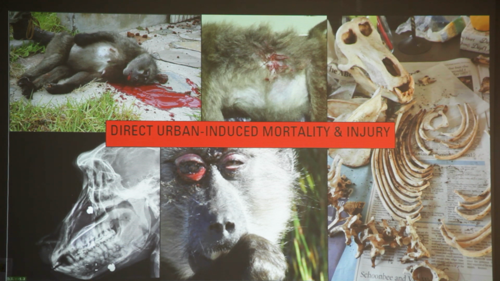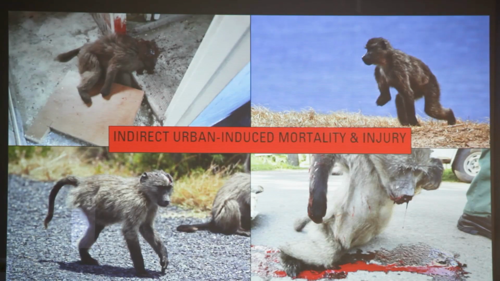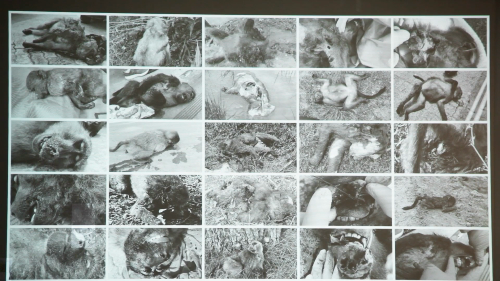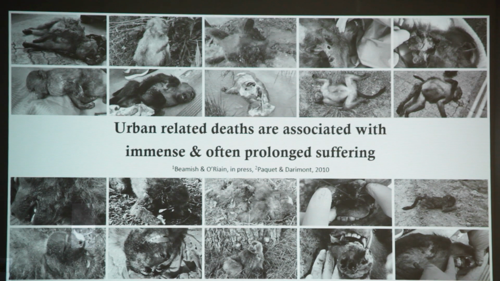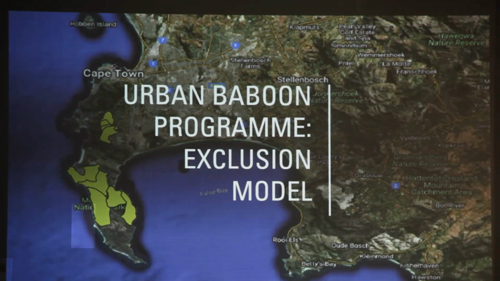And this might be directly through shooting or poisoning, but we know that our urban areas also pose risks to baboons through less controllable factors such as dog attacks, motor vehicle accidents, and electrocutions. Importantly, we know that urban-related deaths in wildlife are associated with immense and often prolonged suffering. And this is not something that we want for our wildlife. Baboons, whether you love them or hate them, they do have an important ecological role, and we do need them especially in our famous ecosystems.